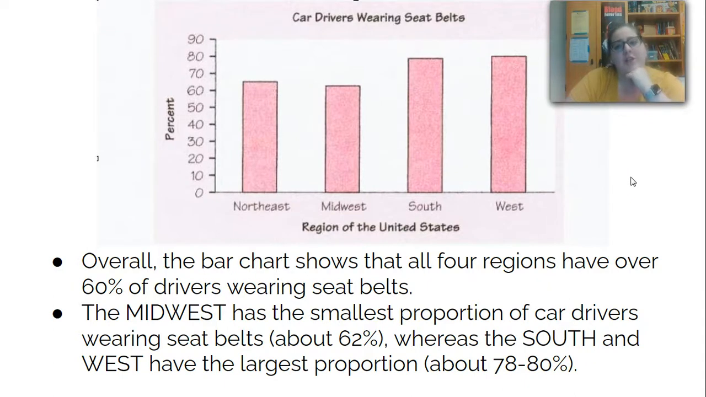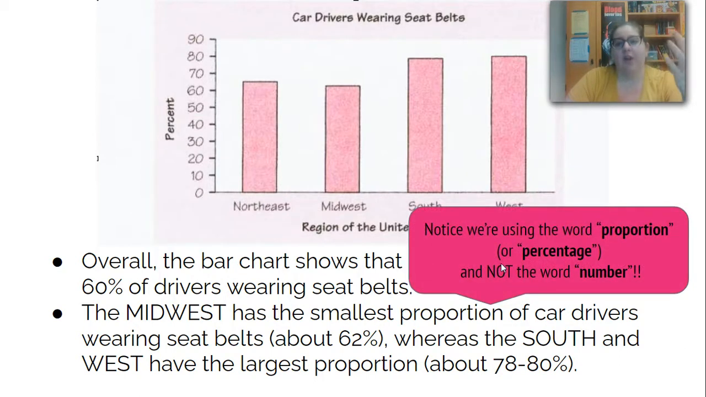So always pay attention to the graph that you're given and look at those details before you start describing it, because you want to make sure you're describing it in the correct context. In this case, the word percentage or proportion as opposed to the word number.